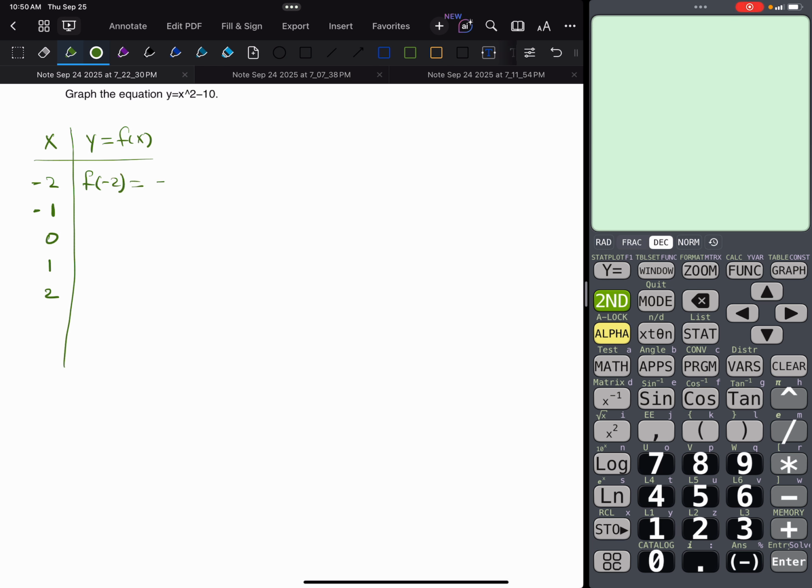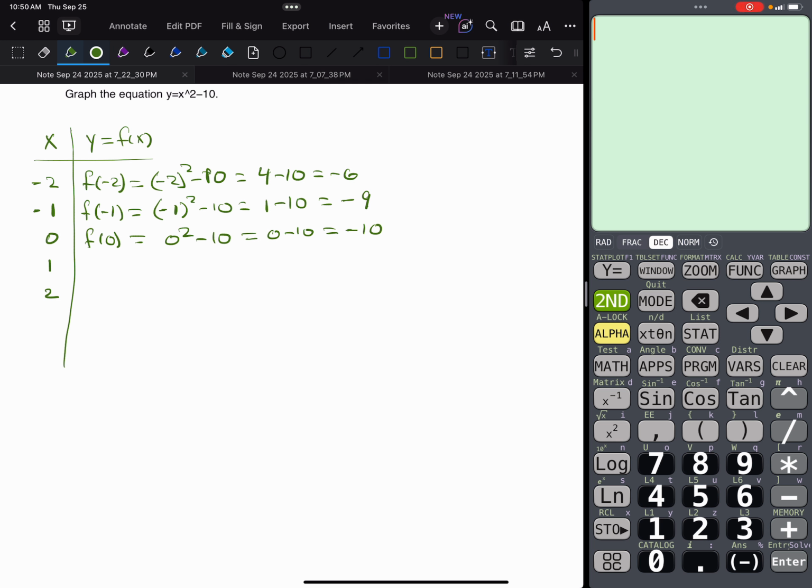That's going to be -2 squared minus 10, which will be what? -2 squared is 4, so that'll be 4 minus 10 is -6. Now f of -1, that's going to be -1 squared minus 10. That's going to be 1 minus 10, which is -9. F of 0 is going to be 0 squared minus 10, which is 0 minus 10, which is -10, right? Makes sense.